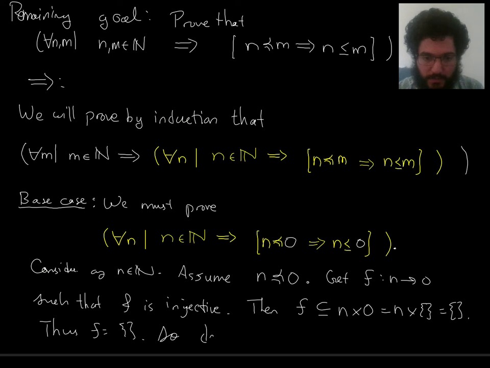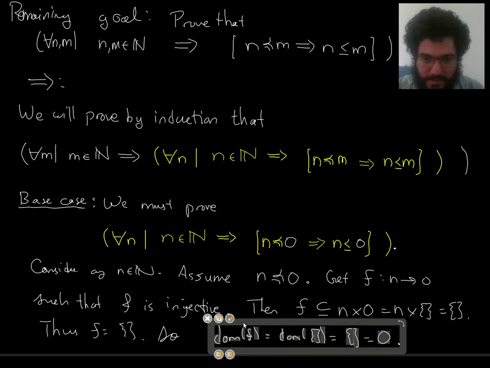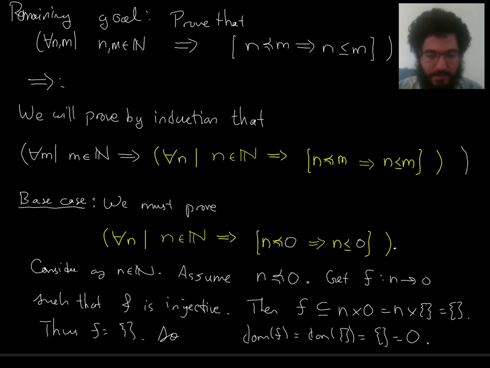So then the domain of f is the domain of the empty set, which is the empty set, which is 0. Oh, and by the way, n is the domain of f, right? f maps n to 0. So n is 0. Therefore, it's less than or equal to 0. So thus, n is less than or equal to 0.